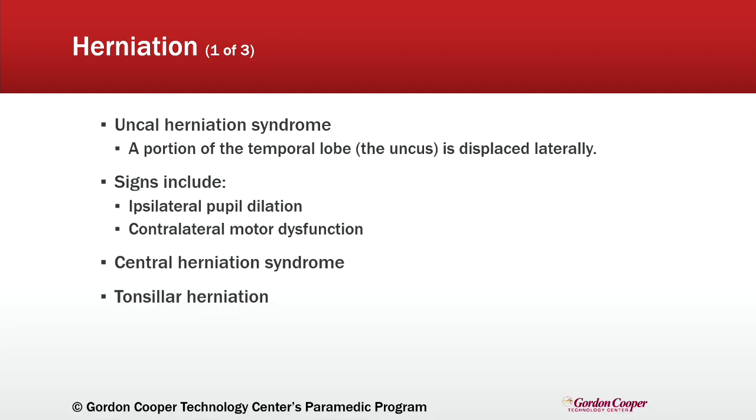Signs of herniation include dilation of the pupils on the same side of the injury and motor dysfunction on the opposite side. Central herniation occurs when the brain tissue shifts downward and completely compresses the brainstem from above. And then we have tonsillar herniation, which is when part of the cerebrum is forced through the foramen magnum, which compresses the brainstem. The brainstem compression destroys the respiratory center, which then induces apnea and decreases perfusion to the rest of the brain and ultimately leads to death.